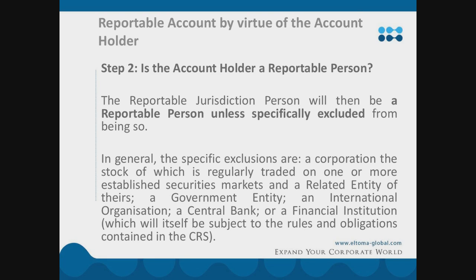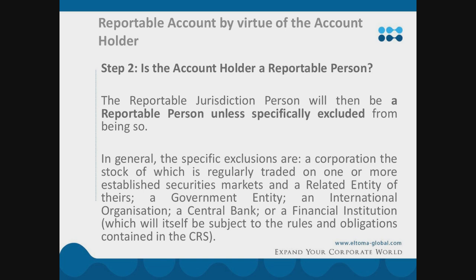Now let's consider in more detail step number two: whether the account holder is a reportable person. The reportable jurisdiction person will then be a reportable person unless specifically excluded from being so. In general, the specific exclusions are the following. A corporation, the stock of which is regularly traded on one or more established securities markets, because they are scrutinized in any case, and a related entity of theirs, a government entity, an international organization, a central bank, or a financial institution which will itself be subject to the rules and obligations contained in the Common Reporting Standards.